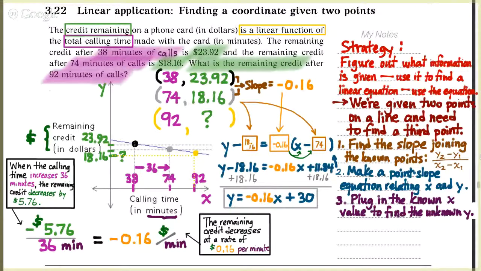Great, but that wasn't the point of the story problem. The point of any story problem is not to get an equation and be done. The point is to then use that equation to determine something else. Again, what we really want to know in this problem is what is going to be the amount of credit remaining on this card if 92 minutes of calls were made, which has given us a value for x, namely x equals 92 minutes, which we can then plug into the equation to determine y.